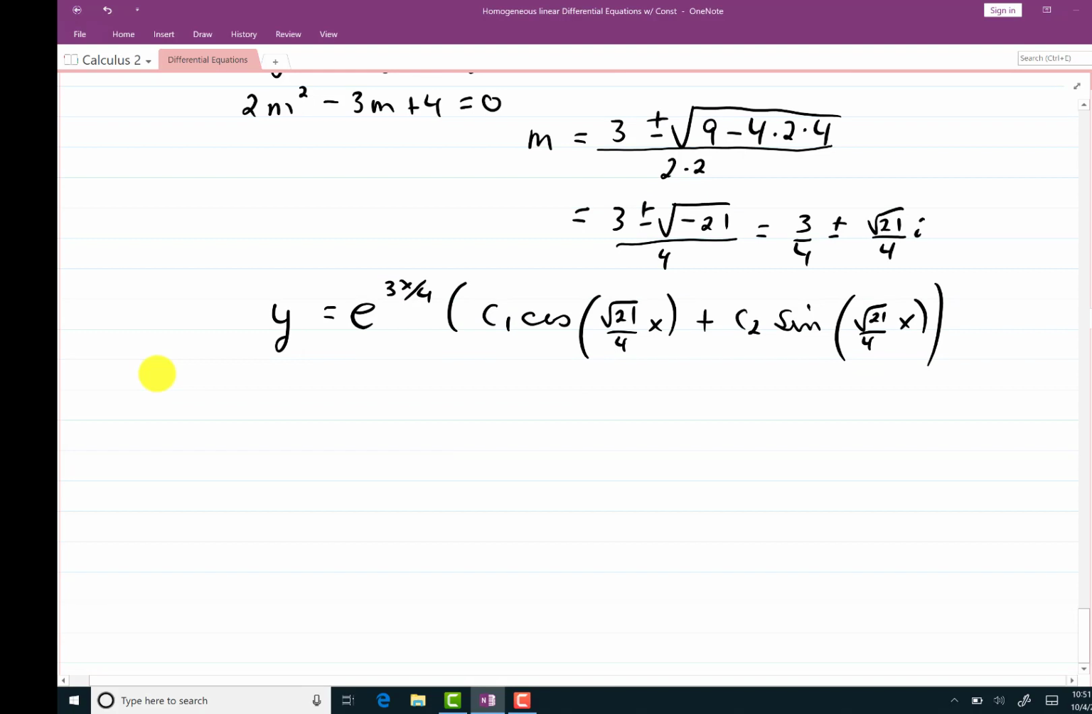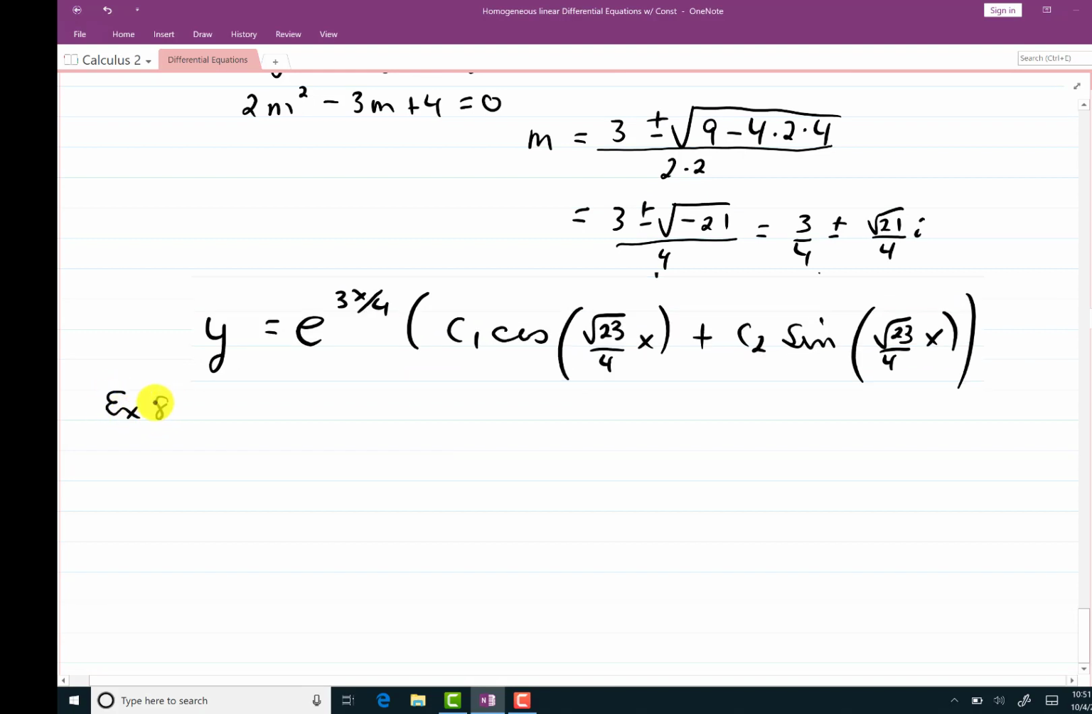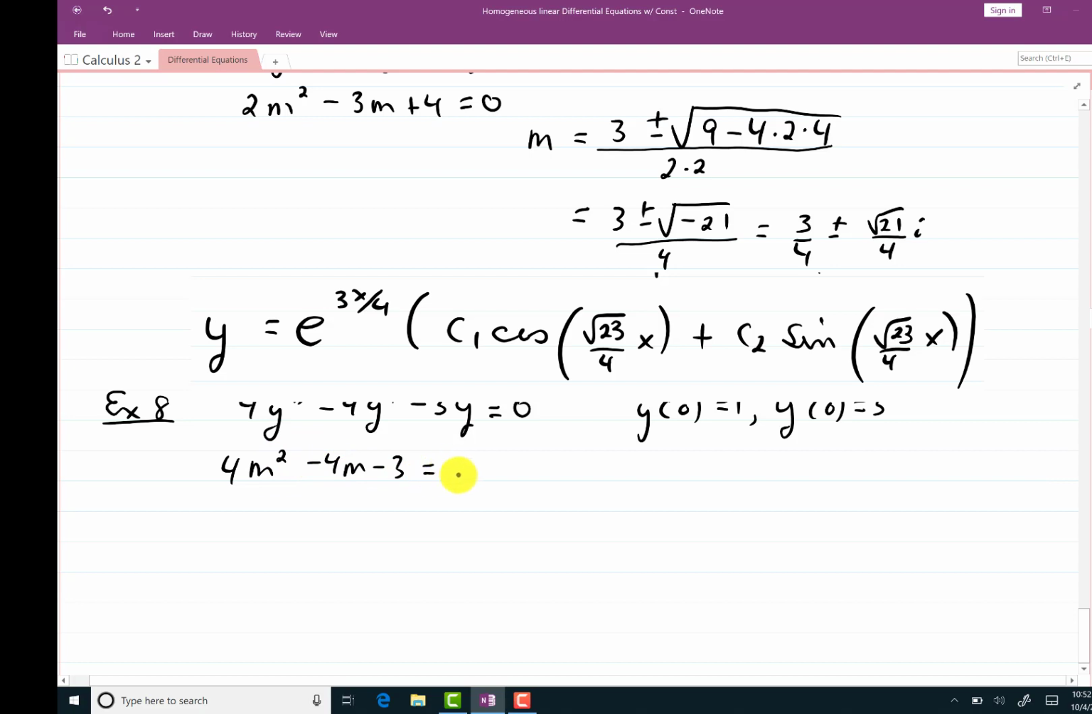Now let me do one example with some initial values. So suppose we have 4y double prime minus 4y prime minus 3y equals 0, but we have y of 0 equals 1 and y prime of 0 equals 5. All right, so going to the auxiliary equation, we have 4m squared minus 4m minus 3 equals 0.